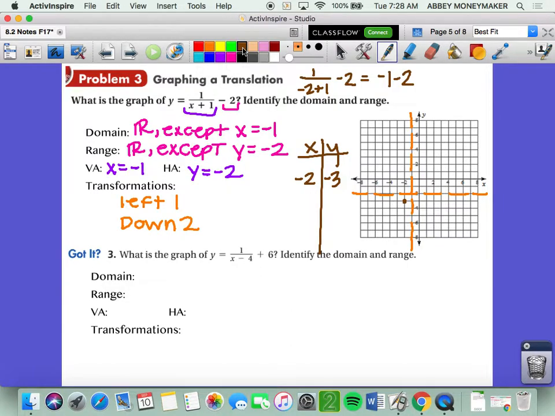I could also use 0. That would be a good point. 0 would give me -1. Okay. Could we keep plugging in values? We totally could, okay? But essentially, all you need is 1 point on either side, and then you have your guide as the asymptotes to help you graph. So here, I could go ahead and just say, this is my graph. This follows a rough sketch, and this is completely fine for what we're doing.